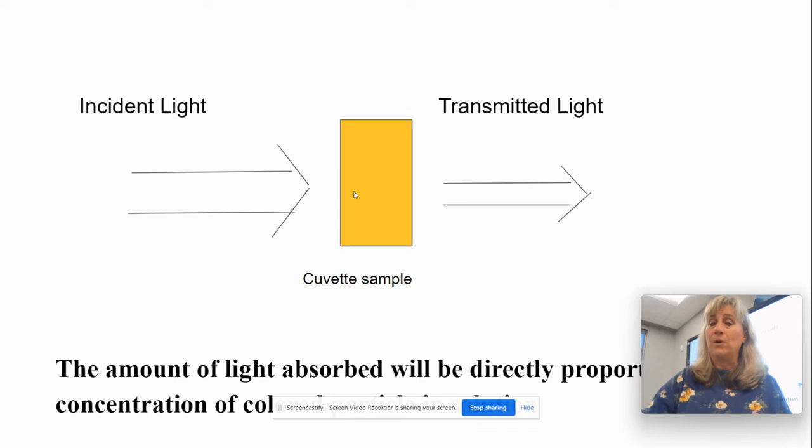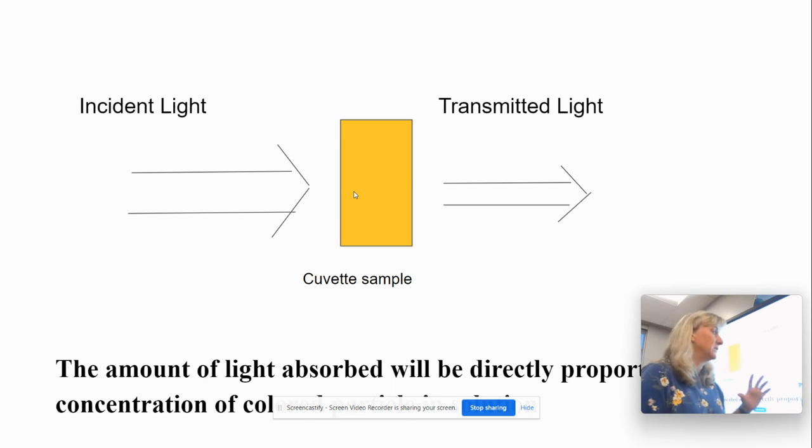So this will not work for samples that are not colored. If it's a clear sample, it doesn't work. It has to be something like cobalt or copper or other transition metals that have color. And so we're putting our sample in there.